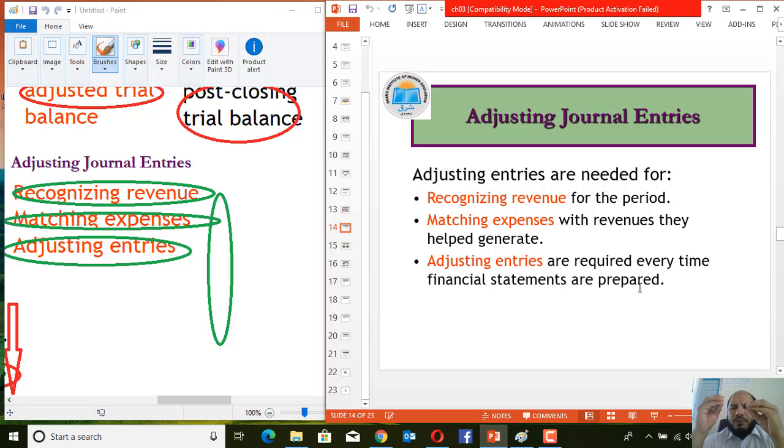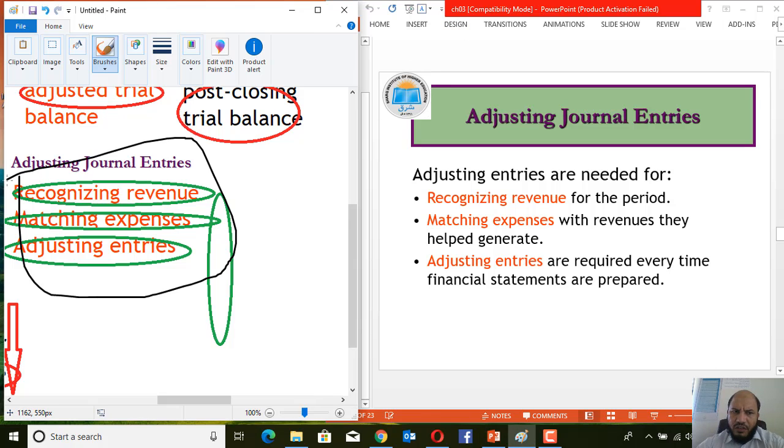Second, we use this for the matching purpose, meaning the expenses we incurred during the period: were they used for the same revenue or for other things? So for this purpose we use adjusting entries. And finally, to prepare the financial statements for the period, we are required to prepare adjusting entries. These were the three important purposes for which we may use adjusting entries.